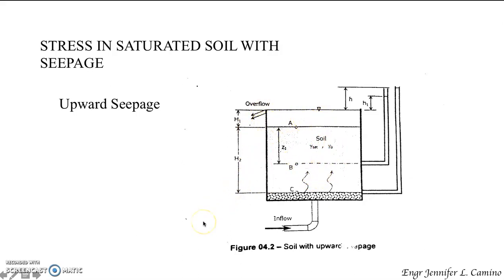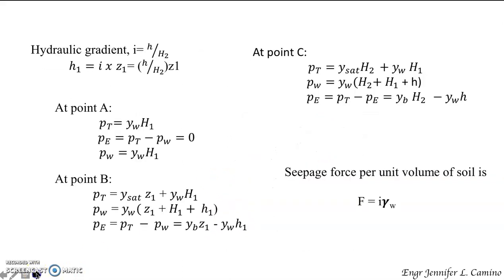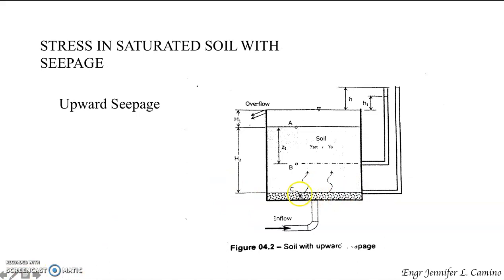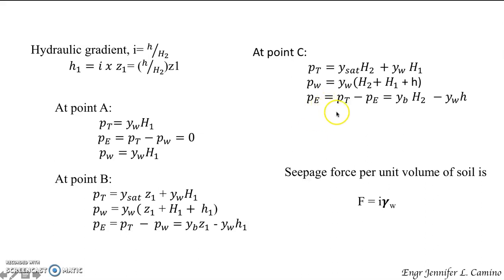And the pore water pressure at point C will be equal to H1 plus H2 plus h, since this is the standpipe connected to point C, times the unit weight of the water. That is the pore water pressure. If you try to get the effective stress, you subtract the pore water pressure from the total stress. And the seepage force per unit volume of the soil is equal to the hydraulic gradient times the unit weight of the water.